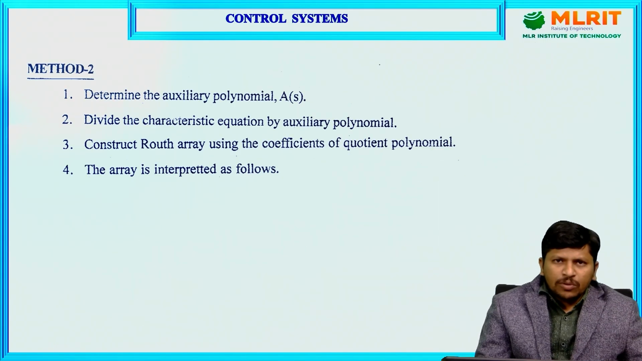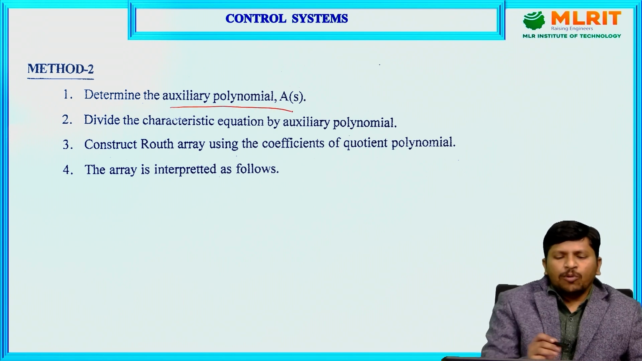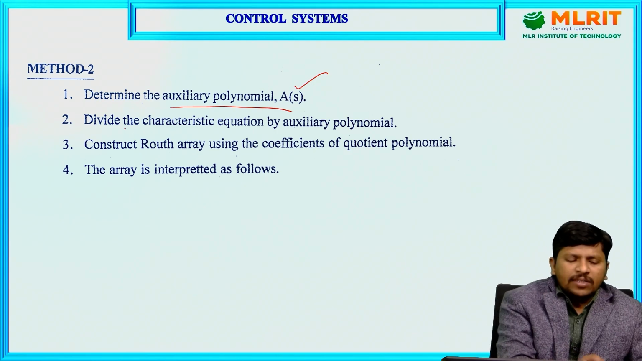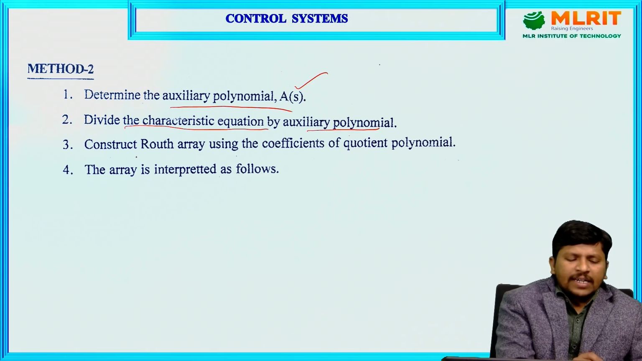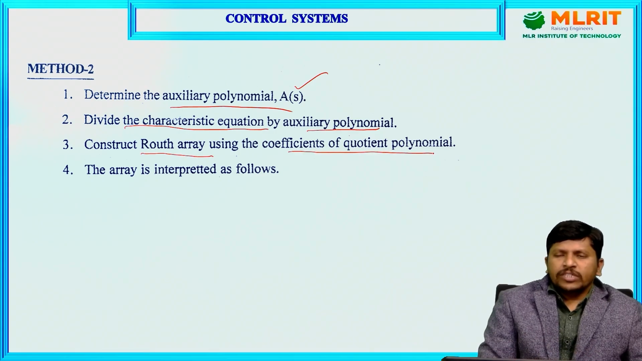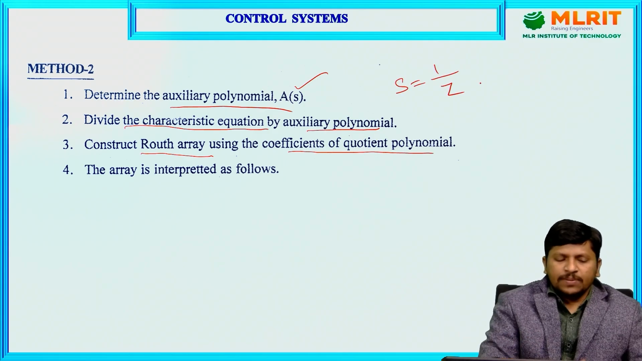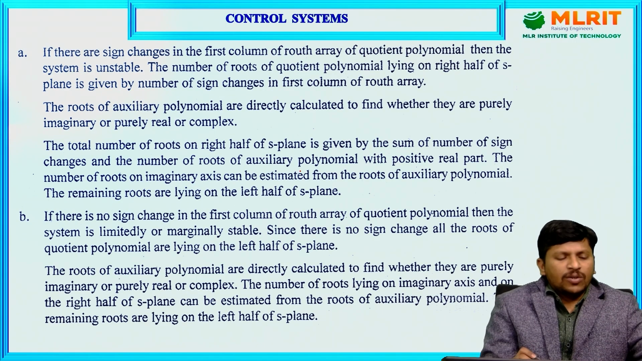When we are going to use method 2, for the case 2, we are going to determine the auxiliary polynomial equation again, that is the zeroth row above row, and divide that characteristic equation by the auxiliary polynomial and construct the Routh array using the coefficients of the quotient polynomial. Here we are going to substitute s equals 1 by z, or else the array is interpreted as, just we are going to follow this.